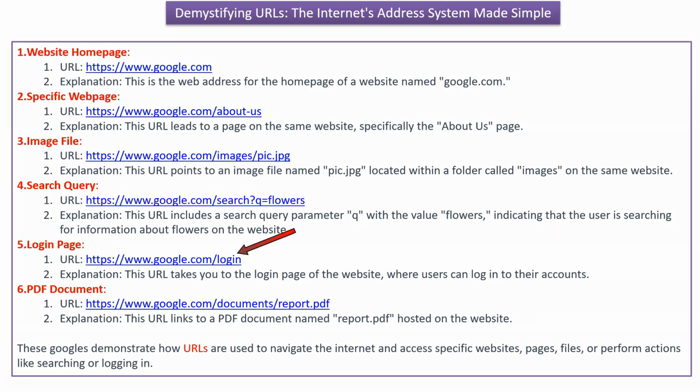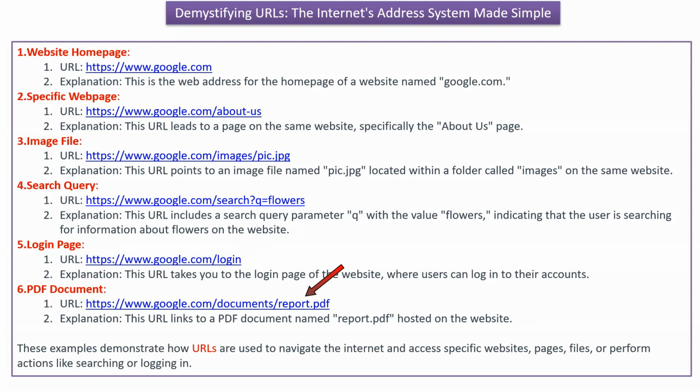Here you can see the example of login page URL. This URL takes you to the login page of the Google website where users can log in to their accounts. Here you can see the example of URL to access a PDF document, and this URL links to a PDF document named report.pdf, which is hosted on the Google website. So these examples demonstrate how URLs are used to navigate the internet and access specific websites, pages, files, or perform actions like searching or logging in.